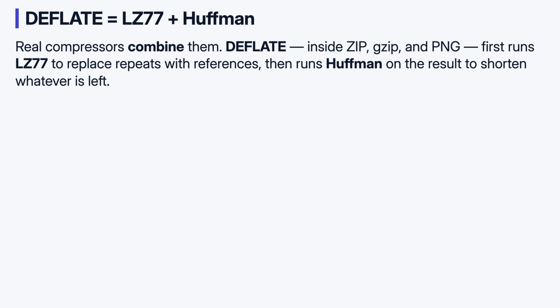The methods in this chapter are not rivals. The best compressors stack them. The most widely used example is deflate, which lives inside ZIP archives, gzip files, and PNG images. Deflate runs LZ77 first, replacing repeated substrings with back references. Then it runs Huffman coding on what remains, the literals, the distances, and the lengths, giving short codes to whatever is now most frequent. Dictionary compression catches the repeated phrases, and Huffman squeezes the leftovers. Together they do far better than either alone.